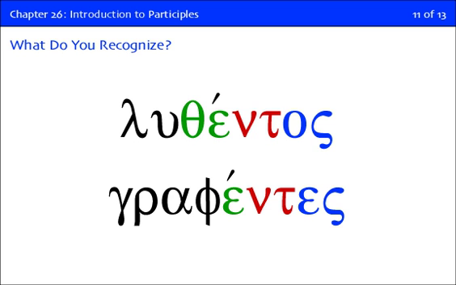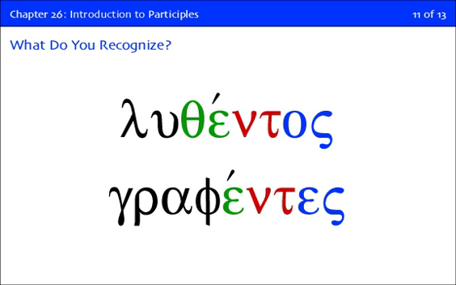You have the active participle morpheme in the aorist passive. Get over it. What you're going to find in non-indicative systems in Greek is that you often have active forms in the aorist passive. I have no idea why. Okay, look at the second form here, graphentes. What can you tell me about it?